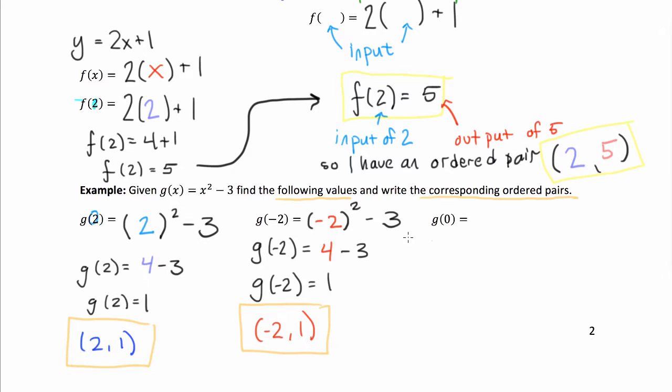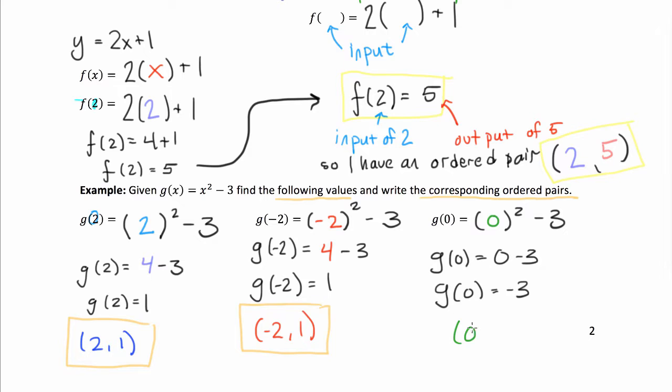And over here I have g of 0, so it's going to take whatever that input is, square it, subtract 3, and now I'm just going to plug in 0, and this is nice, working with 0 is always great. G of 0 equals 0 minus 3, so g of 0 equals negative 3, and that gives me an ordered pair of 0, negative 3. Okay, on the next page we'll talk about some applications with functions.